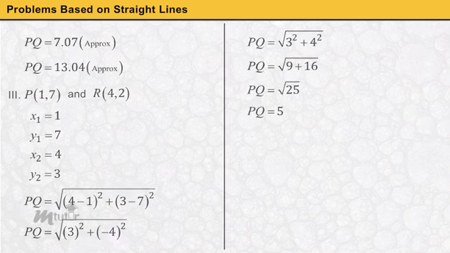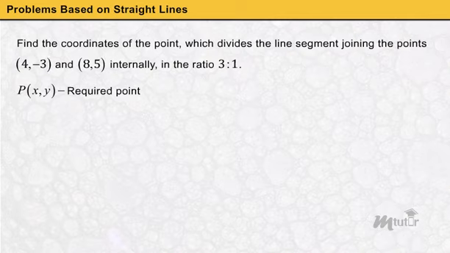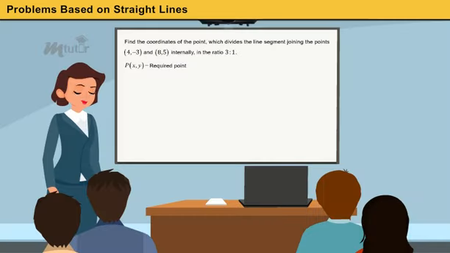The next problem is, find the coordinates of the point which divides the line segment joining the points 4, minus 3 and 8, 5 internally in the ratio 3:1. Let P of x, y be the required point. Now, tell me the formula to find the coordinate points of P.